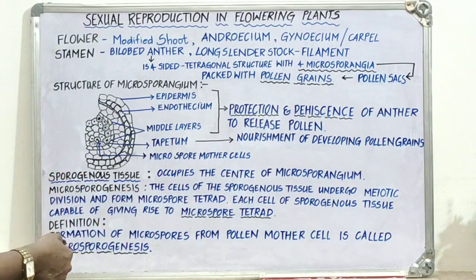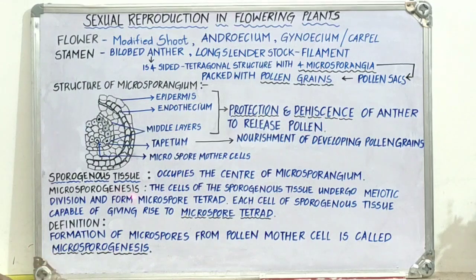Microsporogenesis. So what is meant by microsporogenesis? The cells of the sporogenous tissue undergo meiotic division and form microspore tetrad. So 4 cells together, we'll see, that is called microspore tetrad. Each cell of sporogenous tissue is capable of giving rise to microspore tetrad.